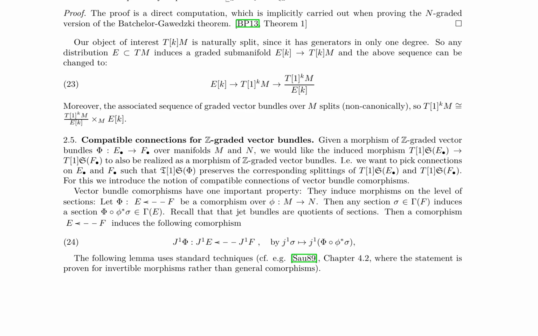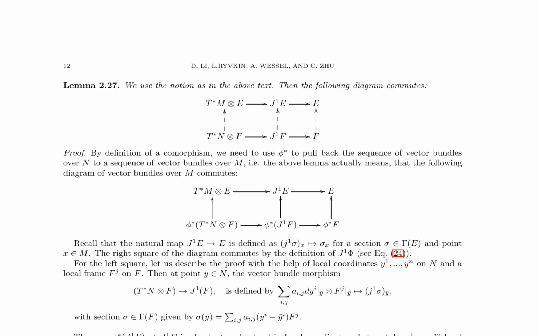Vector bundle comorphisms induce morphisms on the level of sections, and a lemma is established using standard techniques to achieve a comorphism between jet bundles, J1E and J1F. The paper delves into the concept of comorphism, specifically focusing on lemma 2.27.